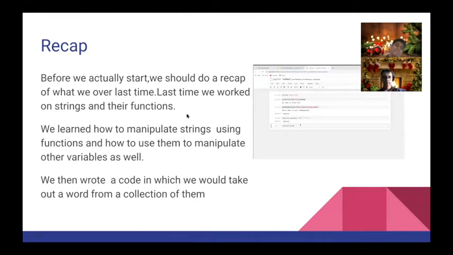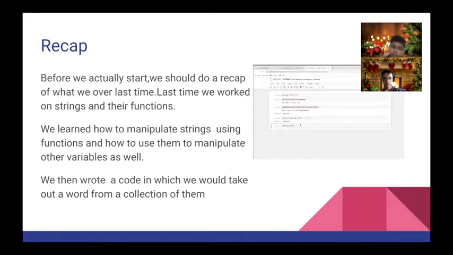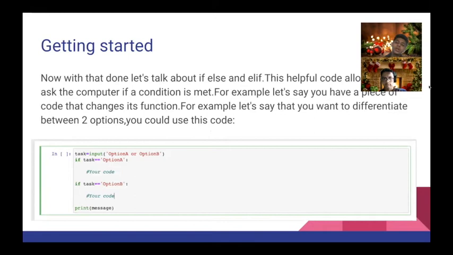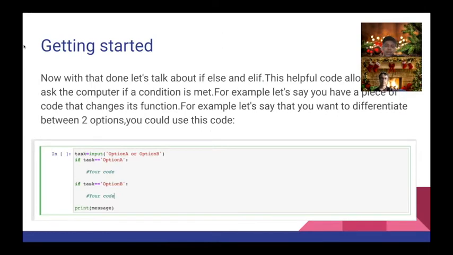So before we start, let's do a recap. Last time we worked on strings and functions. You can see we learned how to manipulate strings, like printing out variables, and we learned how to cut them in pieces or find certain words from them. We then wrote code in which we would cut a word out from a collection of words. You don't really need to revise this much for this part, so don't worry. Now getting started.